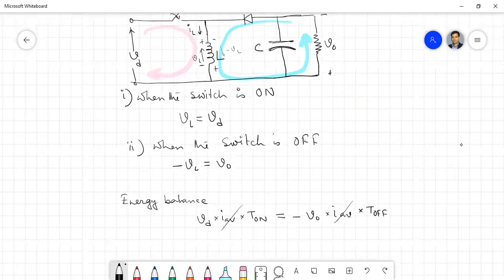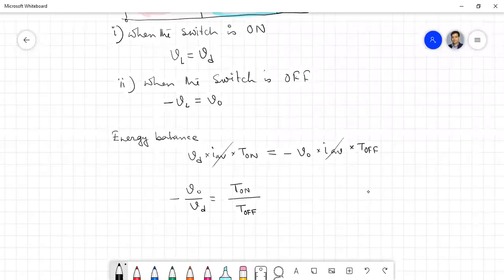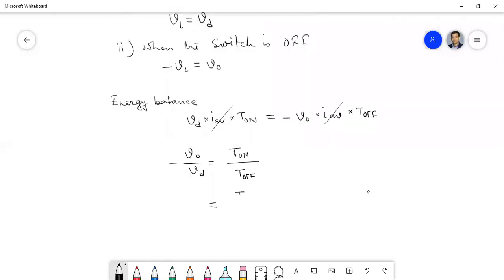Okay. So from that we can write minus V0 by VD equals to what? T on by T off, isn't it? Or T off by T on? Yeah. Okay. Now what we can write about T off? T off again, like the previous one, we can write this T minus T on, where T is the time period.